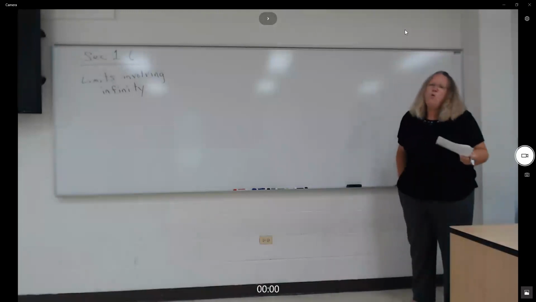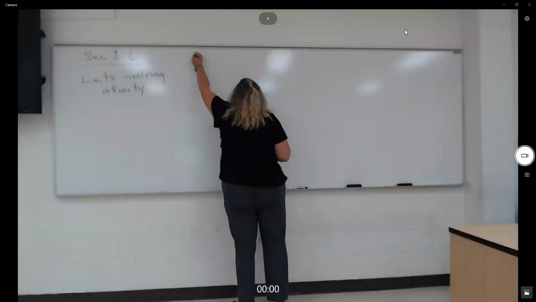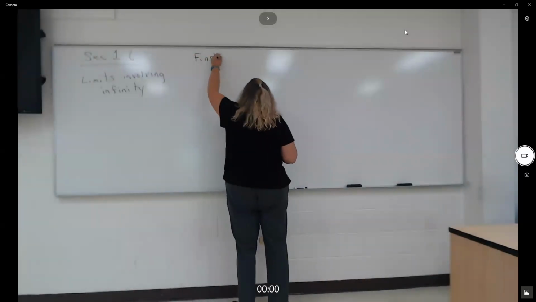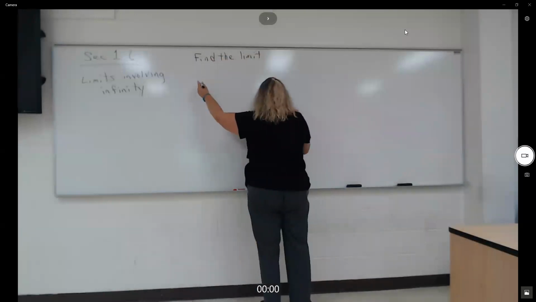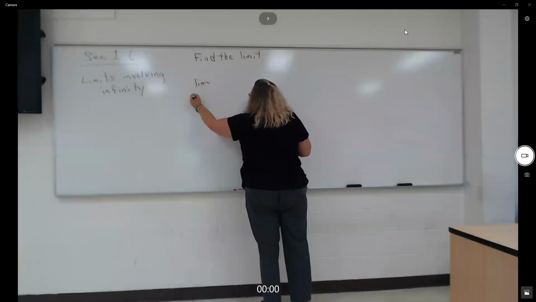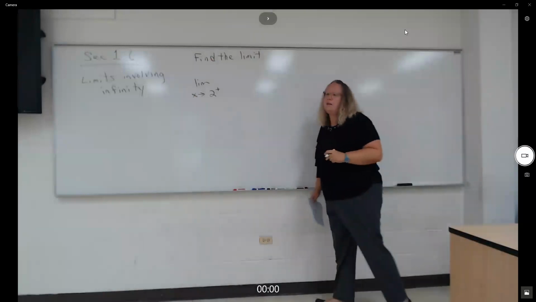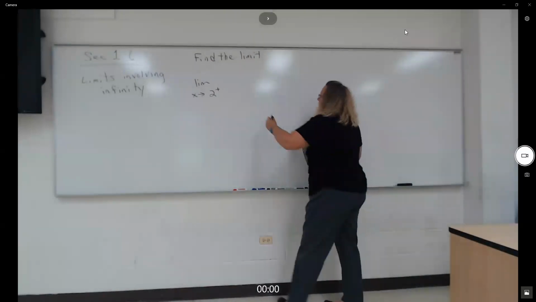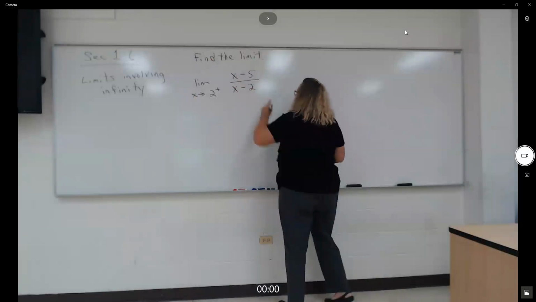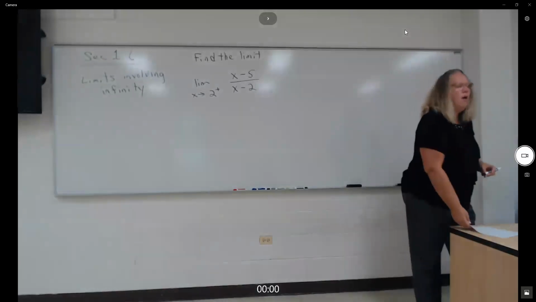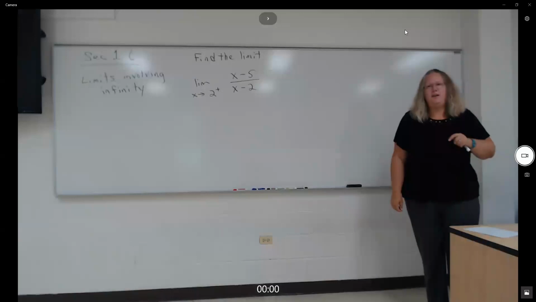All right, so we'll maybe take some notes on the side, but I'm going to start by looking at an example right away. The directions are going to be find the limit. The first one is the limit as x approaches 2 from the right, so there's a little plus sign there, of x minus 5 over x minus 2. Okay, so the title of the lesson was limits involving infinity, and I don't see one infinity symbol.